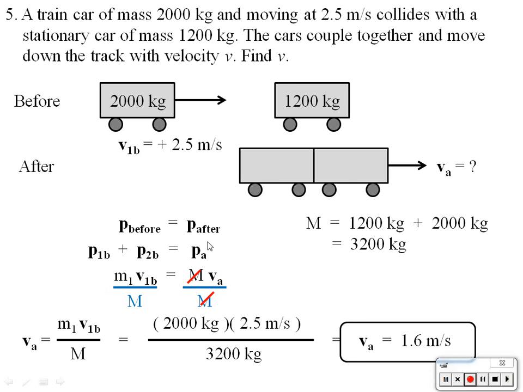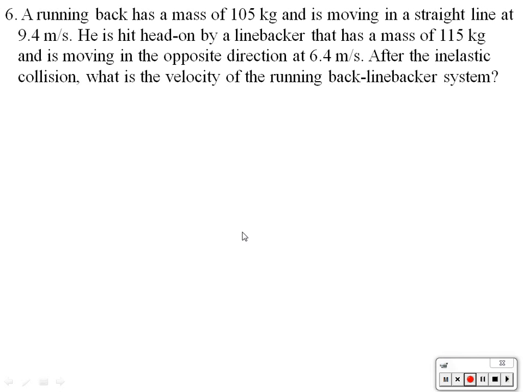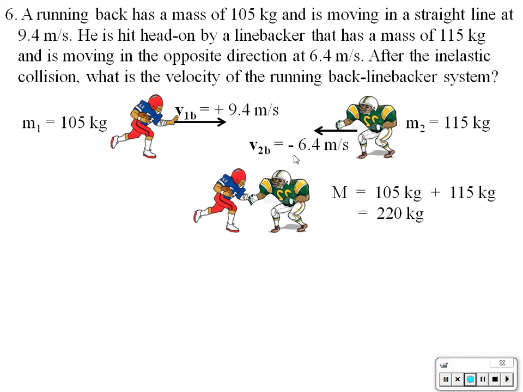Okay. Last example. Running back is getting hit by a linebacker. So I've got some images here. There's my running back moving at that velocity, linebacker moving at that velocity. After they stick together, inelastic collision, I just end up summing their masses right away. And what I want is the velocity of this system, the two guys coupled together, after the collision. P before is equal to P after.